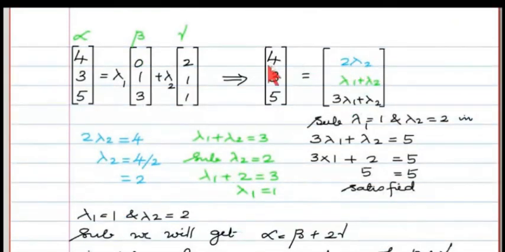From the first row, we will get 2 lambda 2 equal to 4. From the second row, we will get lambda 1 plus lambda 2 equal to 3. From the third row, we will get 3 lambda 1 plus lambda 2 equal to 5. So from the first row, we will get lambda 2 equal to 4 by 2.